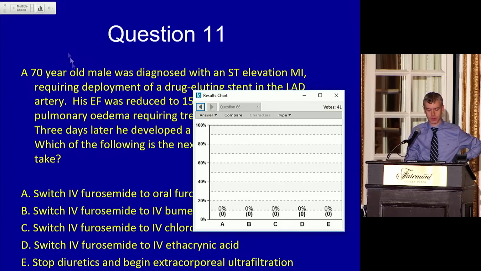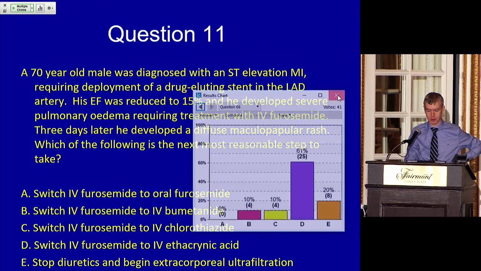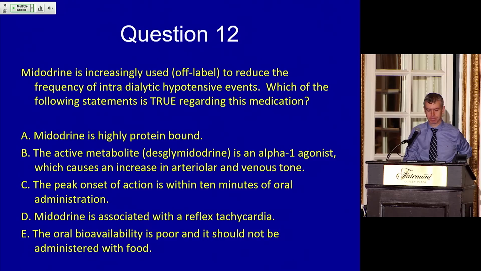Okay, so most people are choosing D, switch to ethacrynic acid, which is the correct answer. When one looks at the chemical structure of furosemide and other related loop diuretics, it contains a sulfa group. The original loop diuretic, here shown on the right-hand side, ethacrynic acid, does not contain a sulfa, and so should not cause problems for patients with sulfa allergies. A thiazide in this clinical setting is unlikely to be efficacious enough, and ultrafiltration is more invasive when other more conservative measures could be considered first for this patient.